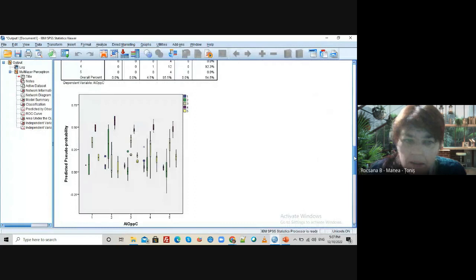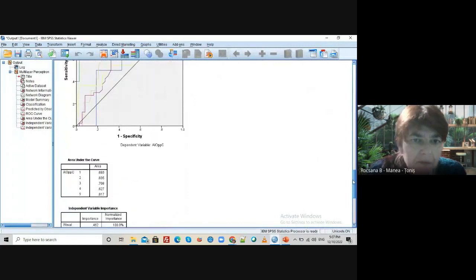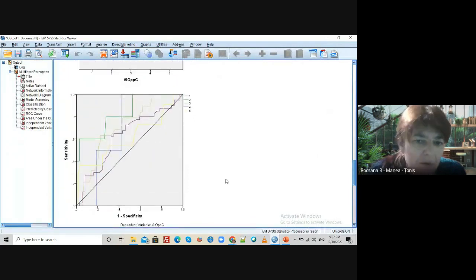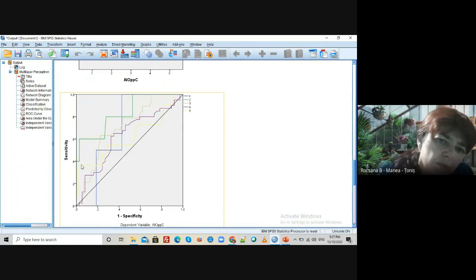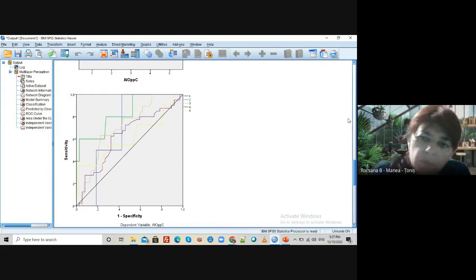Let's see ROC curve. This is not very good also. This curve should be very, very high, should go to the highest sensitivity and the highest specificity for a good model.